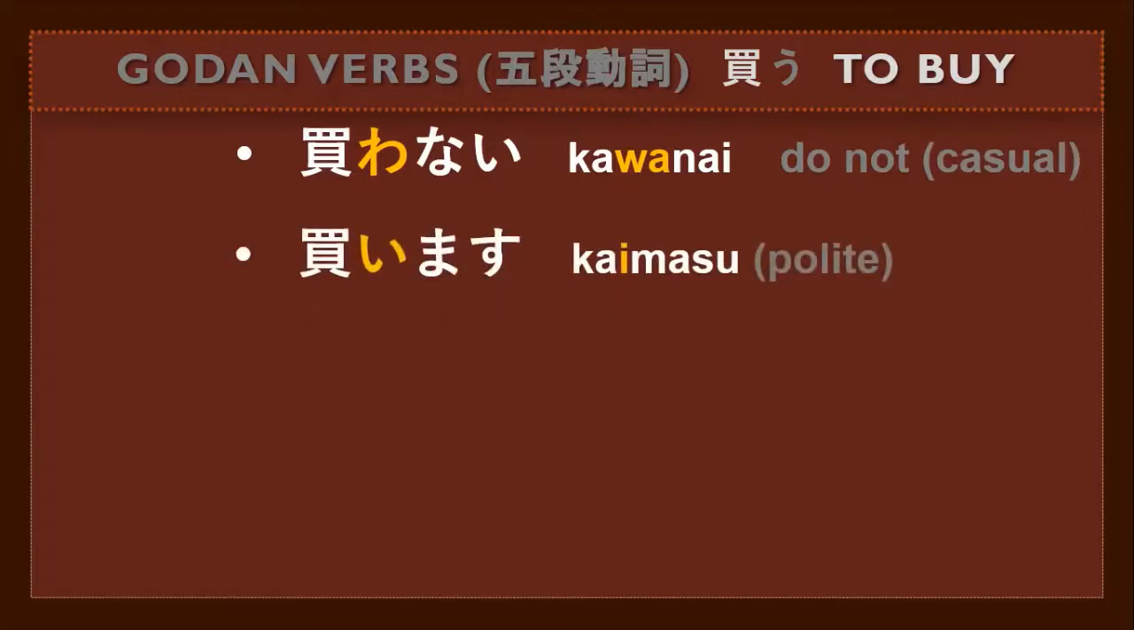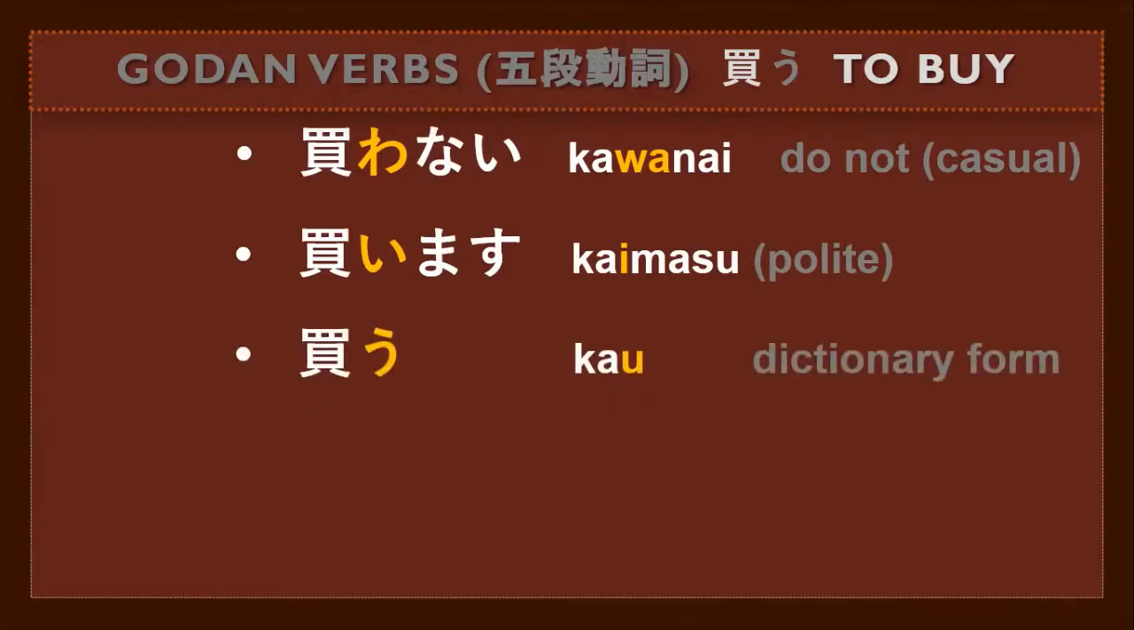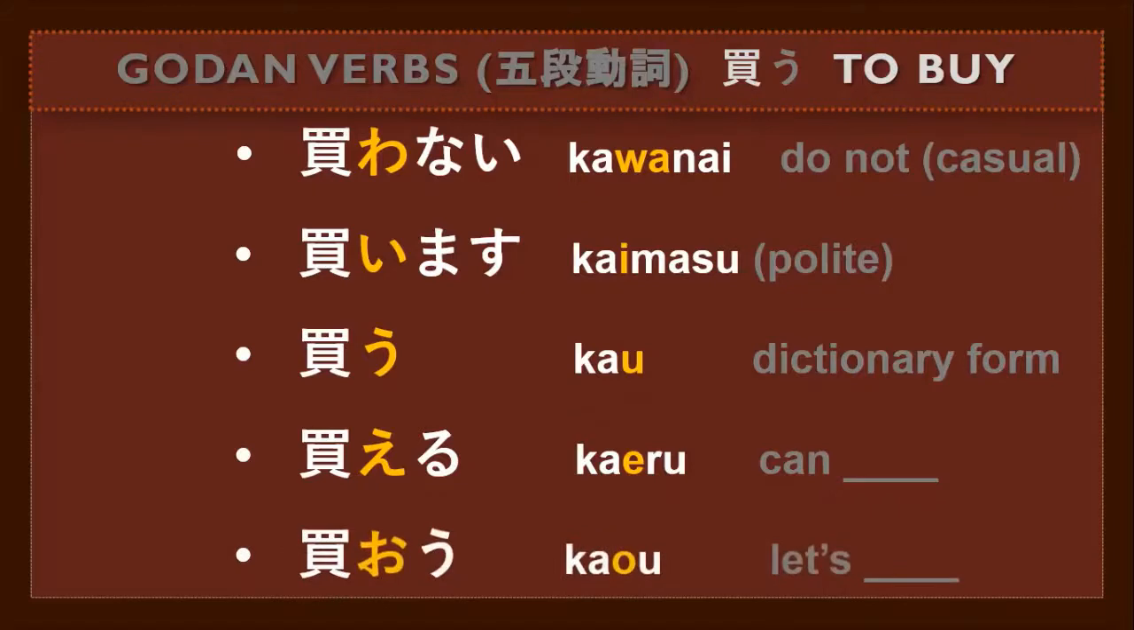And the polite form is 買います, kaimasu. So the polite form is "to buy". And the dictionary form or the basic form is 買う. And "can buy" is 買える. And "let's buy" is 買おう. So these are again, instead of "a", it is "wa", I, U, E, and O.